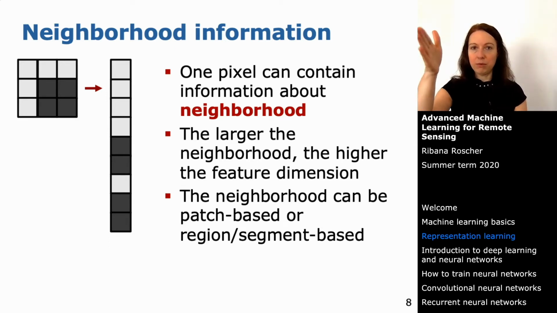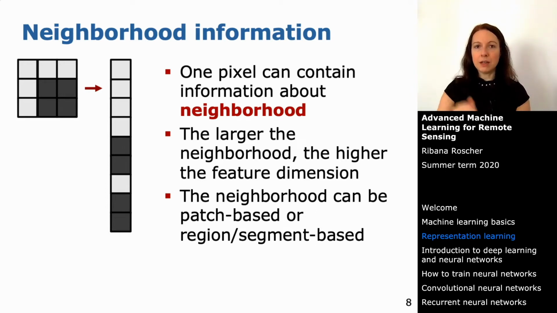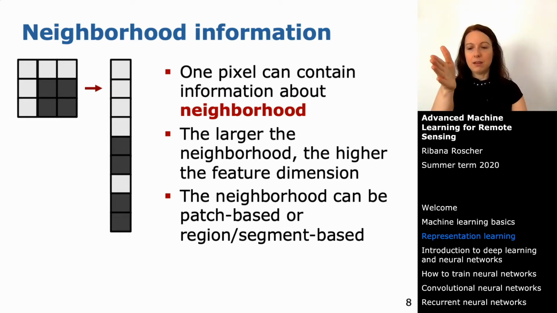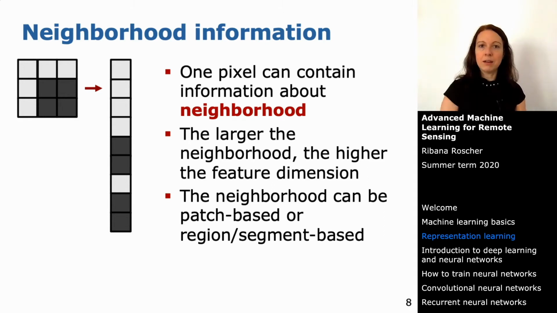That means you take, for example, the columns of this image patch and you concatenate the columns under each other, so you end up with a long vector. And the larger the neighborhood, the higher the feature dimension. So one feature dimension belongs to one specific point in the neighborhood. Of course, you can also do it with segments, but this is much harder because the segments need to have the same size and the same shape if you want to do it in the same way for each pixel position.